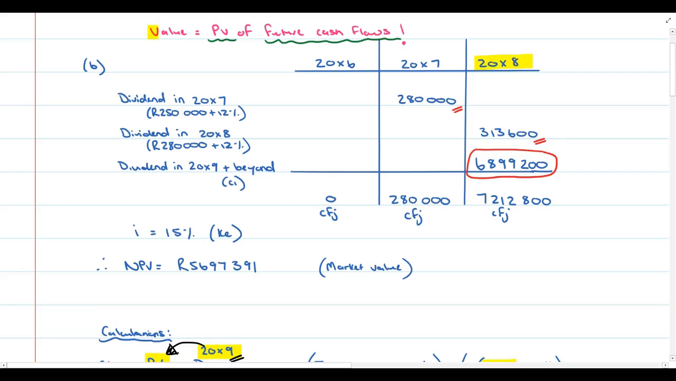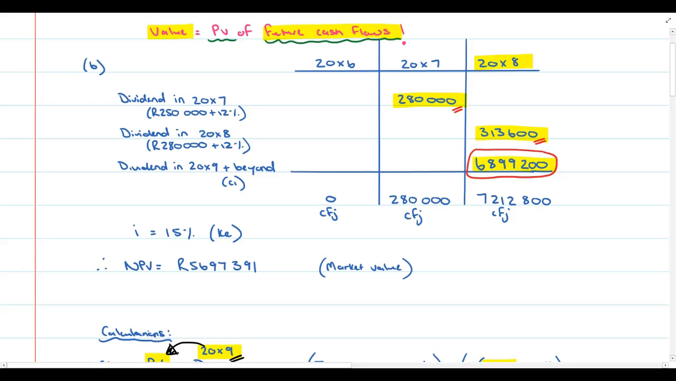So if we want the value of this investment, it's the present value of the future cash flows. First, you estimate what the future cash flows are. There's all of your future cash flows. This has already been present valued, but it doesn't give us the value today in 20x6. Remember, it gives us the value in 20x8 because it only jumps back 1 year.